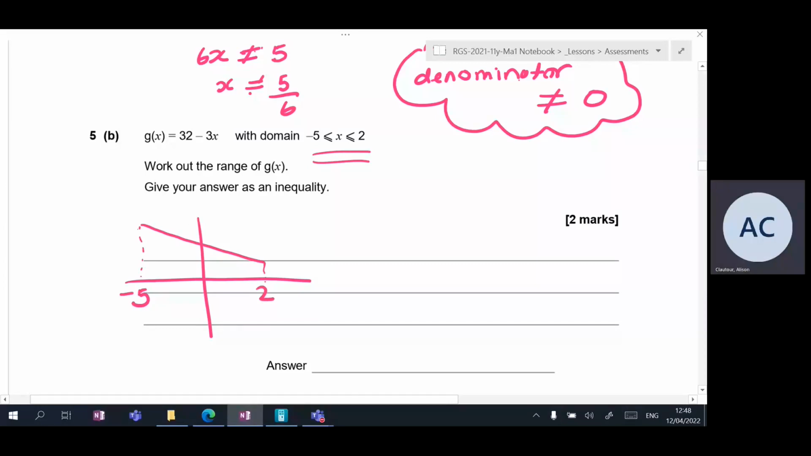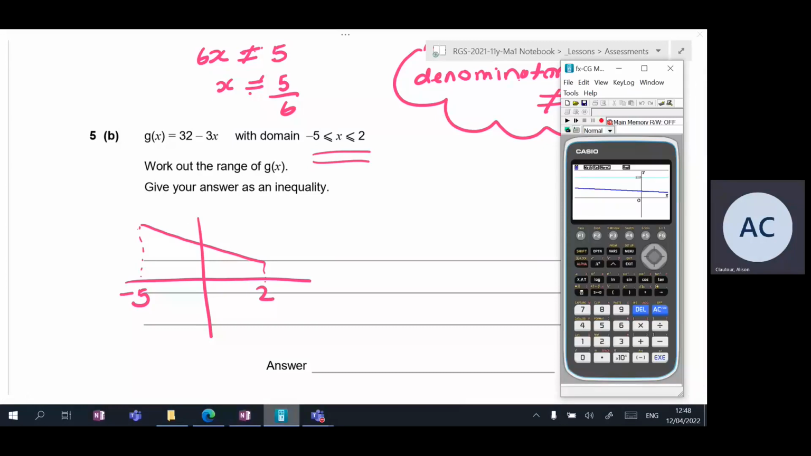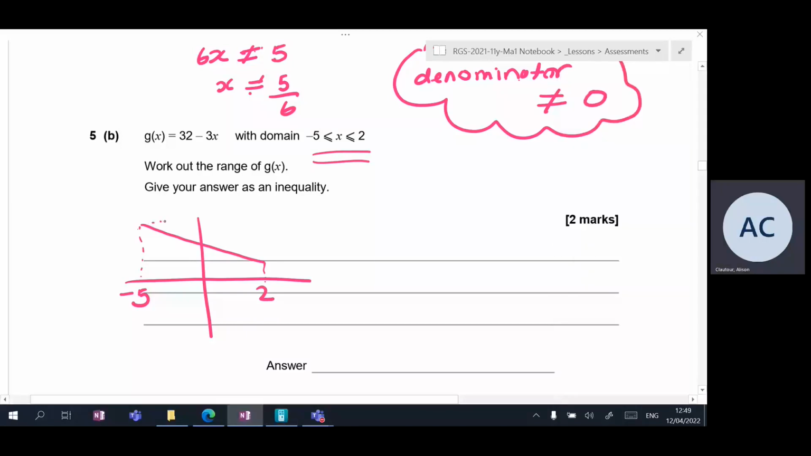And put your endpoints on. So on the x-axis, it's going from minus 5 to 2. If we use G-solve again, we want the y calculation. I'm just going to find the y value at those endpoints. So when x is minus 5, my y value is 47. So on my graph here, it's at 47.